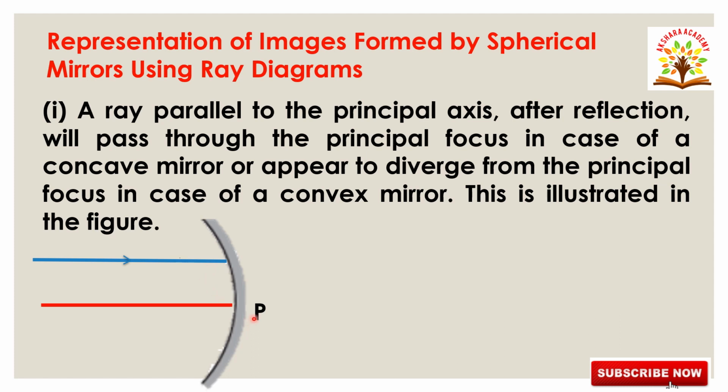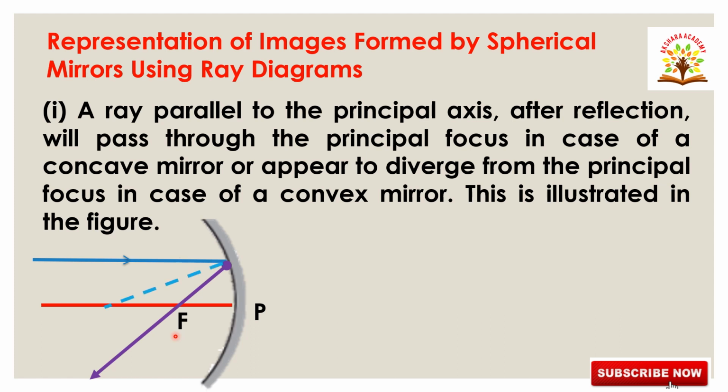Next, P is the pole or geometric center of the spherical mirror, known as pole. So pole is denoted by letter P. Next, this is reflected ray. Whenever the incident ray touches the reflecting surface of concave mirror, it reflects. So reflected ray passes through the principal focus. This is focus F. Principal focus is denoted by letter F.